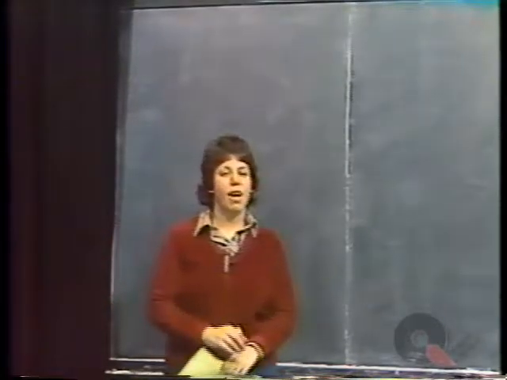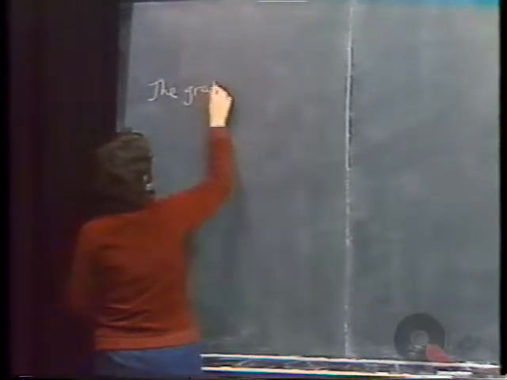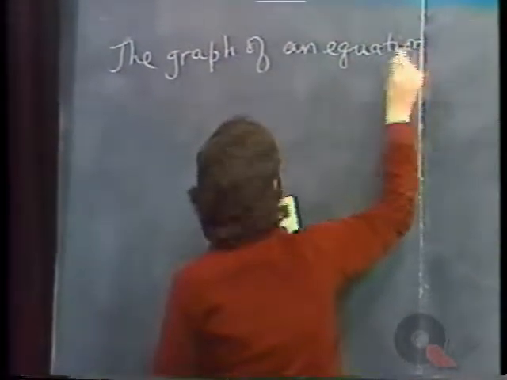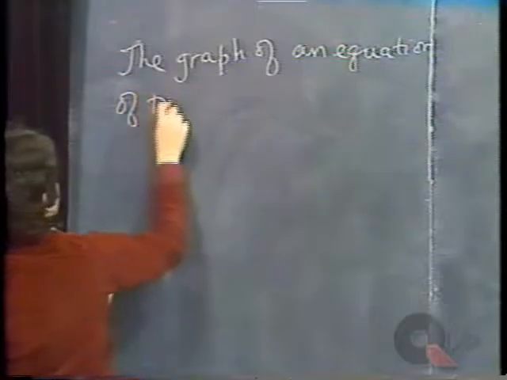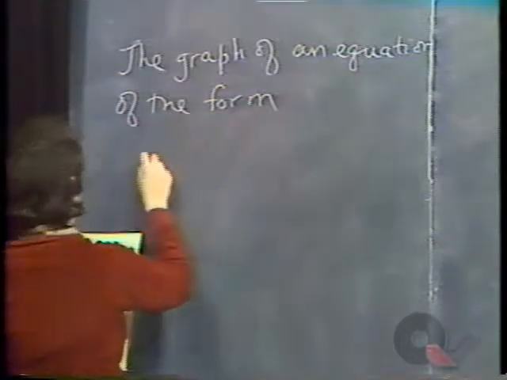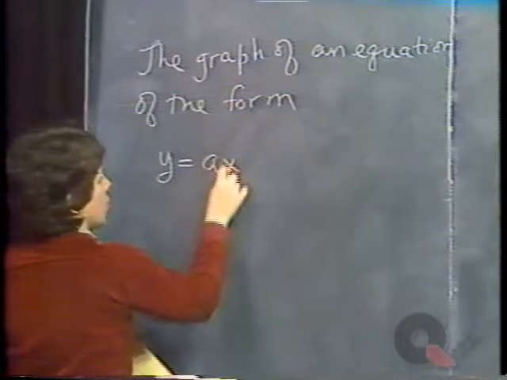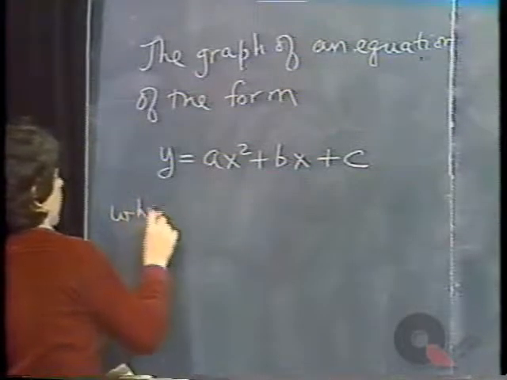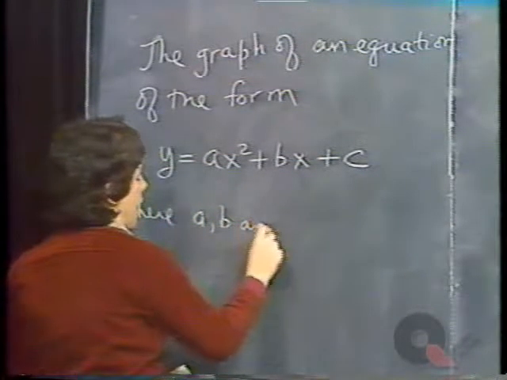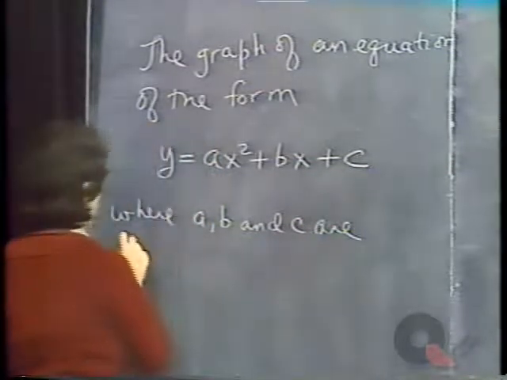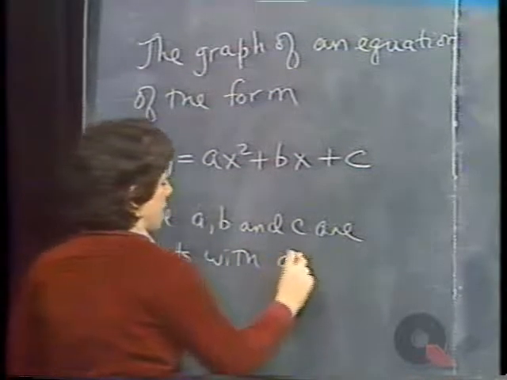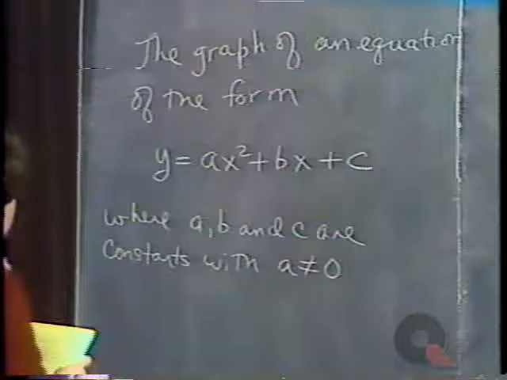This videotape deals with graphing parabolas. The graph of an equation of the form y equals ax squared plus bx plus c, where a, b, and c are constants, with a not equal to 0, is called a parabola.